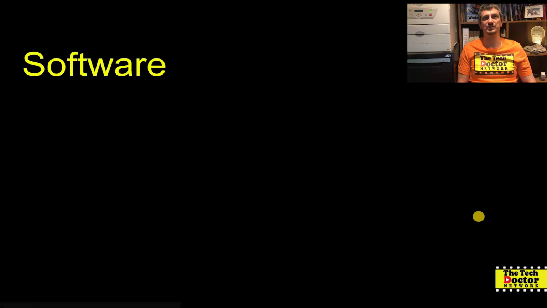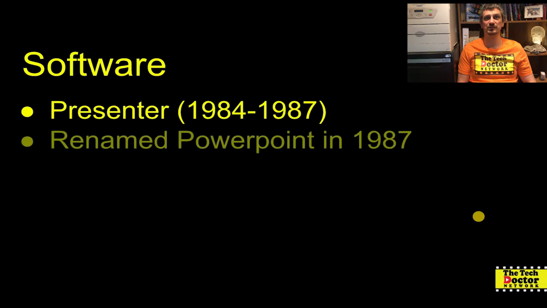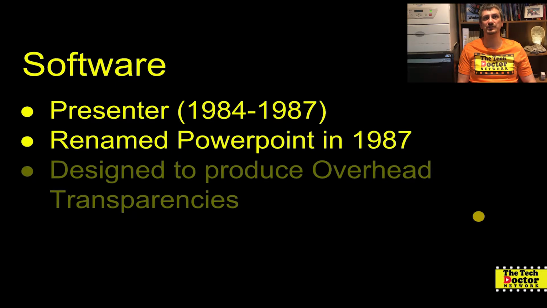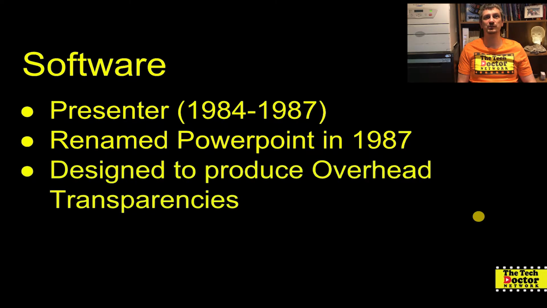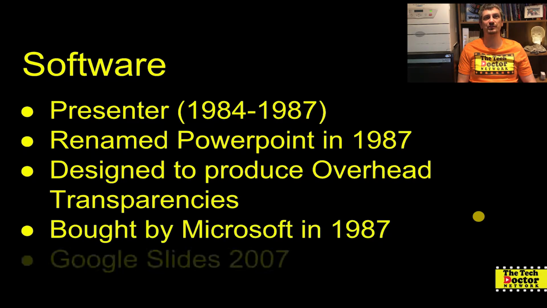The software side of presentations began with a program called Presenter, designed between 1984 and 1987. At the time of release, they found the name was taken and they changed it to PowerPoint because it was powerful for getting your point across. It was designed to create and print overhead transparencies, and it was bought soon after its first release by Microsoft. With the development of Data Projector, the software became a direct projection method straight to screen.